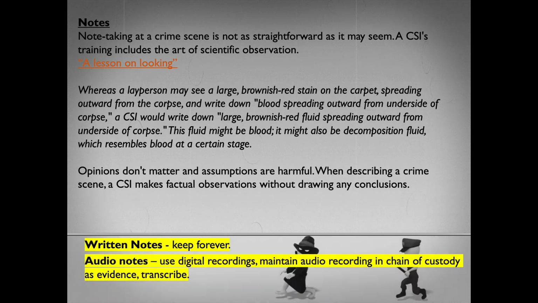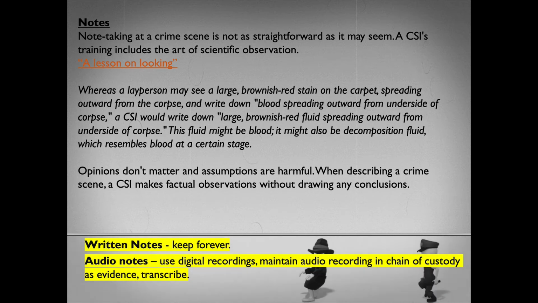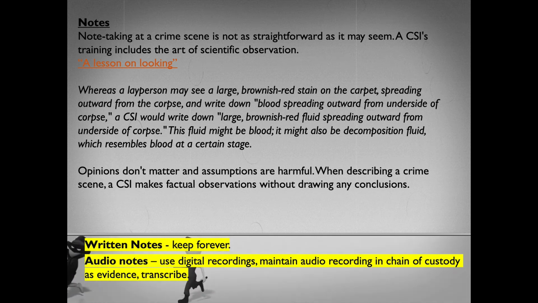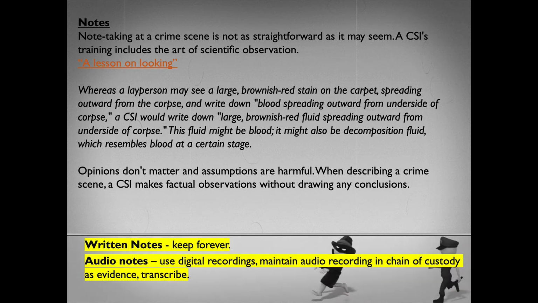Number 2, audio notes. These can be digital recordings, maintaining audio recordings in chain of custody as evidence, and transcribing the information. So sometimes people will walk through with a little digital recorder, and after their initial walkthrough, on the second walkthrough, they're now dictating into the recorder what they see, so they don't forget some of those key details that they find at that crime scene that don't make it into the notes. The third time through, they may actually start combining the two as they start preparing their report.